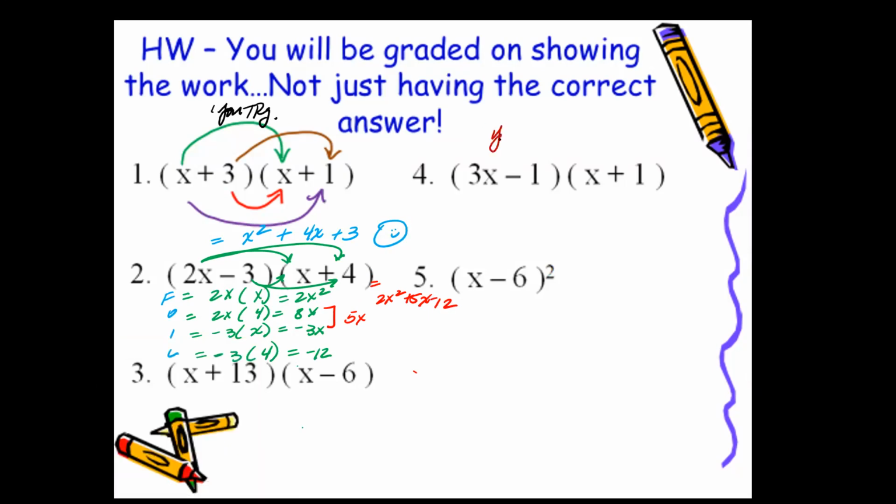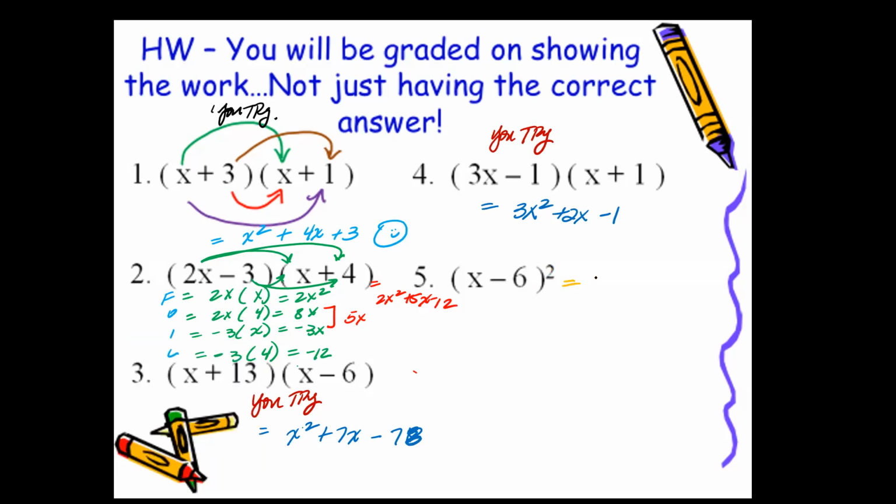All right, I'm going to have you guys try number 3 and number 4. So give that a try. Pause the video. For number 3, your answer should be x squared plus 7x minus 71. Or I'm sorry, 78. There we go. For number 4, your answer should be 3x squared plus 2x minus 1.